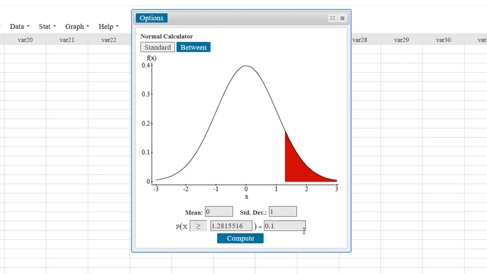So what this z-score is telling us is the area to the right of 1.28 is about 10%. The area to the left of this z-score, 1.28, is about 90%.